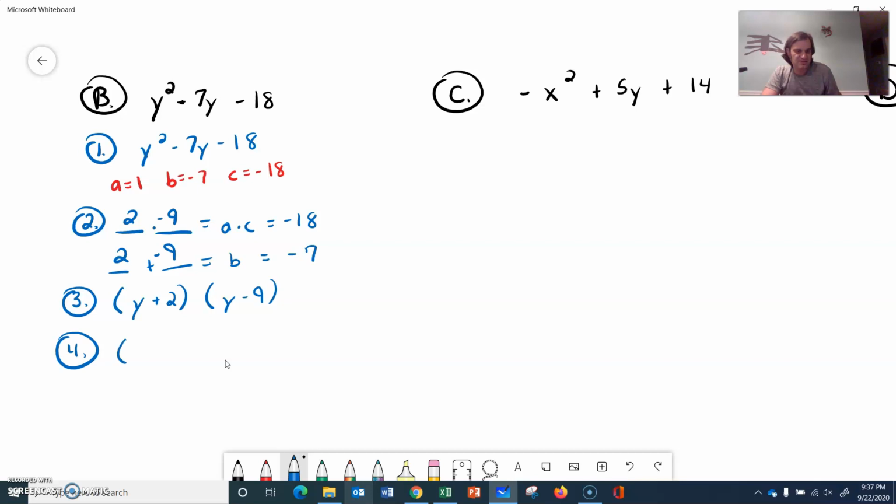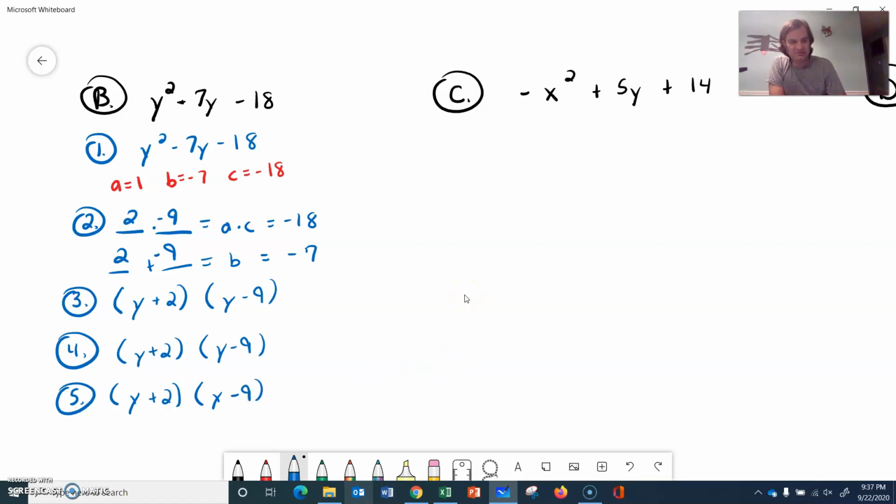A was 1, so nothing comes out. So step 4 is the same as step 3. We didn't pull anything out in the beginning, so step 5 is the same as step 3 and 4. So this factors into y plus 2 times y minus 9.